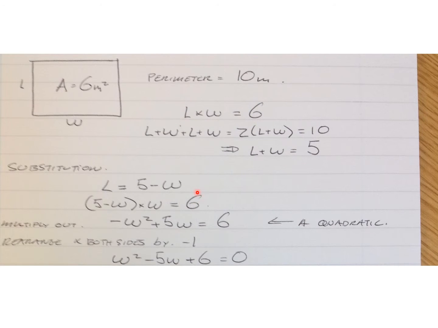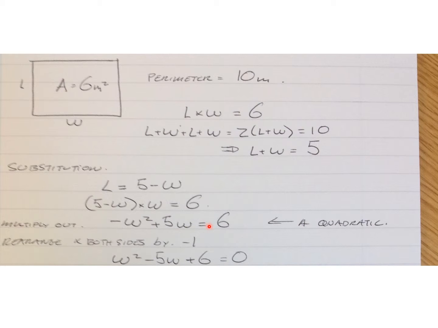Now this gives us one equation with one unknown, but that unknown appears twice. So we want to try and solve this equation for W. Start out by seeing if we can get rid of these brackets by multiplying everything out. So 5 times W, and W times minus W is minus W squared, plus 5W, and that's equal to 6.